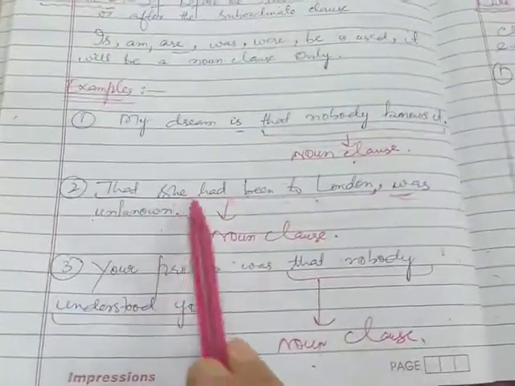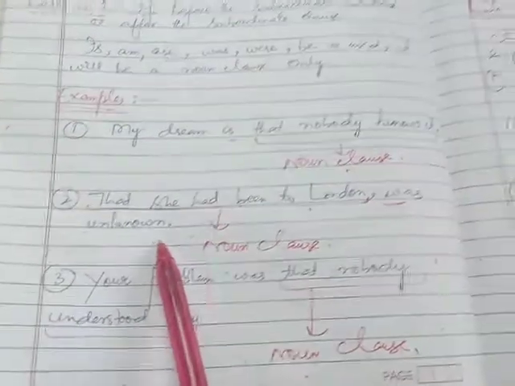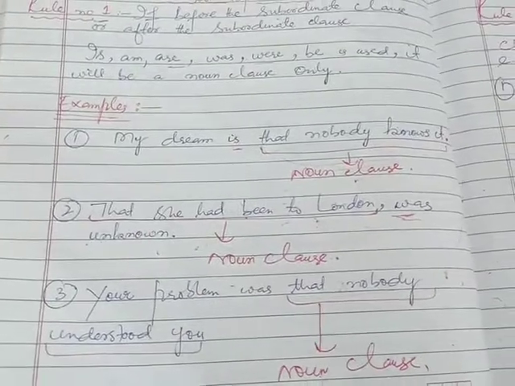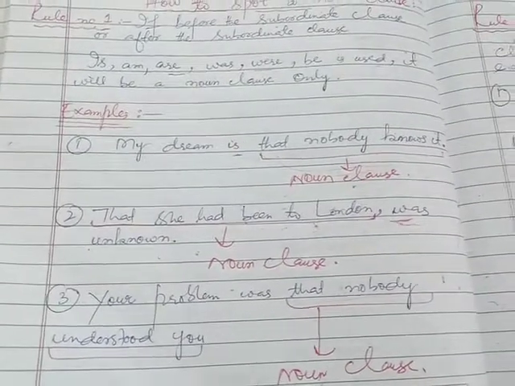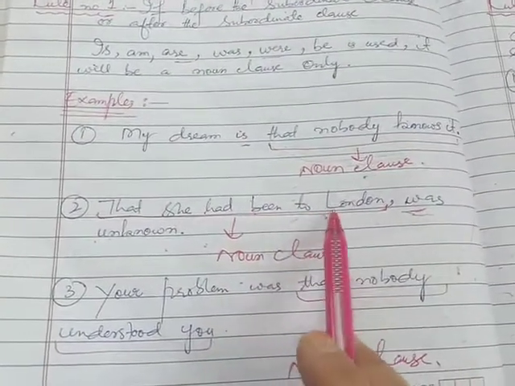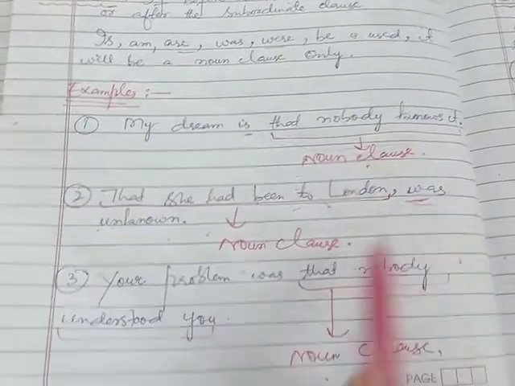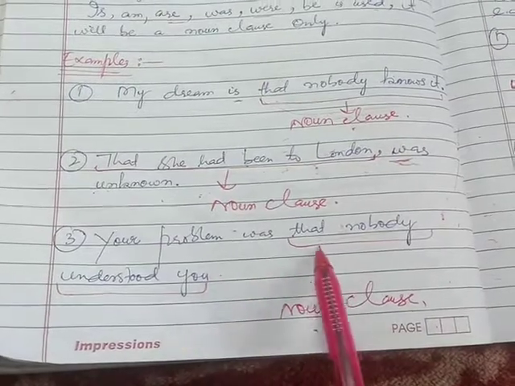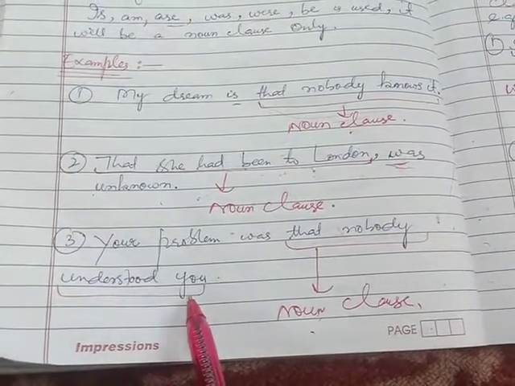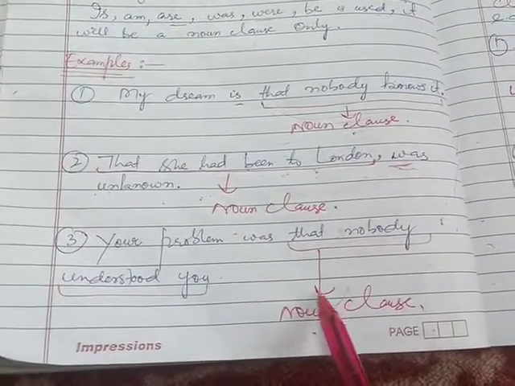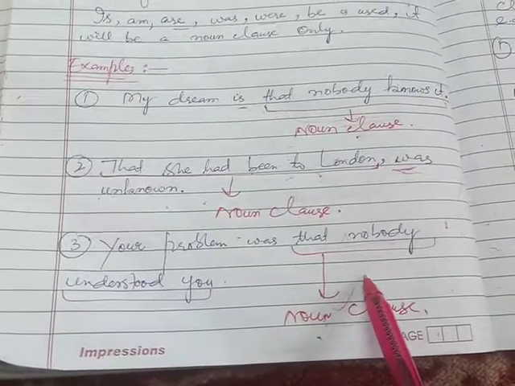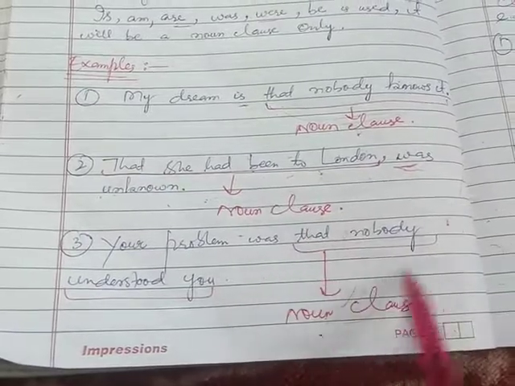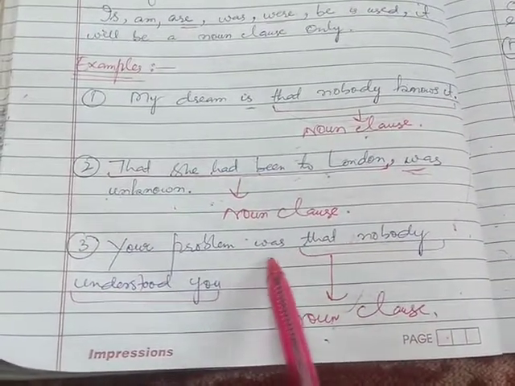Second example: That she had been to London was unknown. "That she had been to London" is a noun clause. This subordinate clause will act as a noun clause because after it, "was" has been used. Another example: Your problem was that nobody understood you. Here, "that nobody understood you" will act as a noun clause. It is actually a dependent or subordinate clause, but it will act as a noun clause in the sentence because before it, "was" has been used.